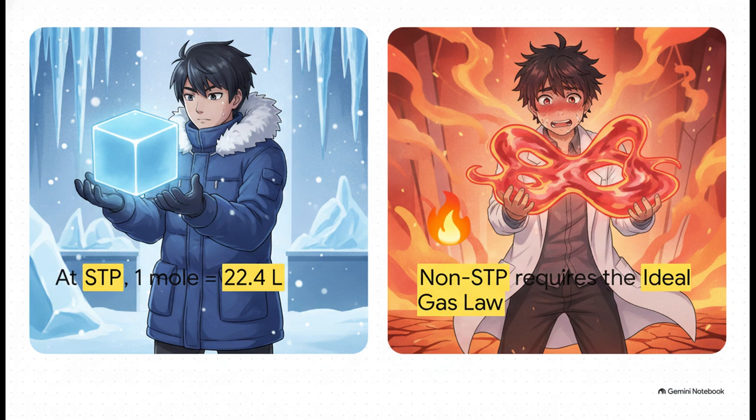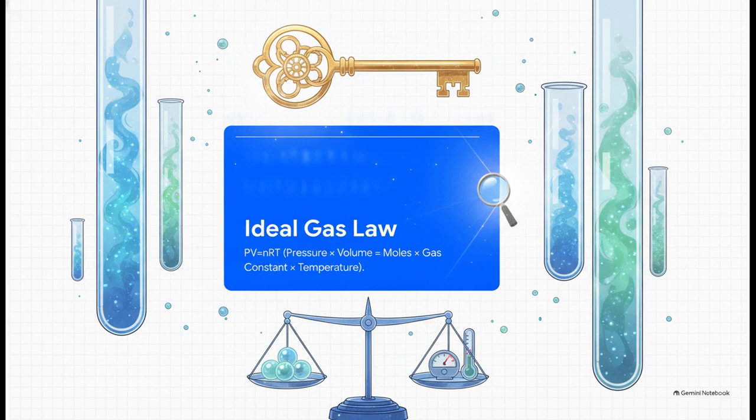But on the other hand, we have non-STP conditions. If the room is hotter, colder, or at a totally different pressure, that 22.4-liter shortcut goes right out the window. We have to use something a little more robust to find our answers. And that robust tool is our foundational clue, the ideal gas law. PV equals nRT. That is, pressure multiplied by volume equals the number of moles times the universal gas constant times the temperature in Kelvin. This equation is literally the master key. It relates the actual physical amount of a gas, the moles, to the physical properties we can actually measure right there in the room.